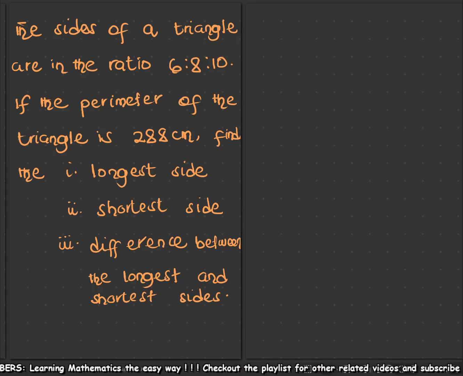Now in this video, we'll be solving the question you see on the screen as part of our exam prep. The sides of a triangle are in the ratio 6 to 8 to 10. If the perimeter of the triangle is 288 centimeters, you have to find first the longest side, the shortest side, and then the difference between the longest and the shortest side. Let's see how we go about it.